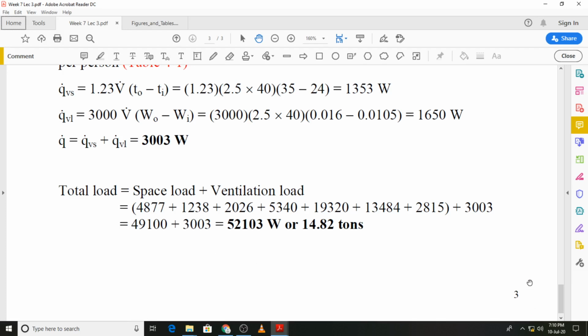I will suggest that you become familiar with the use of these tables, because that is the key part of the solution. The equations are quite straightforward, and what you can do yourself is solve the same problem with some changes. For example, you can change the orientation, use an east facing wall, or find the cooling load at any other time, maybe at 1600 hours. You can make a few changes yourself, and that will help you become familiar with the use of these tables. And that is all regarding the cooling load estimation, and we will move on to a new topic in the next lecture.